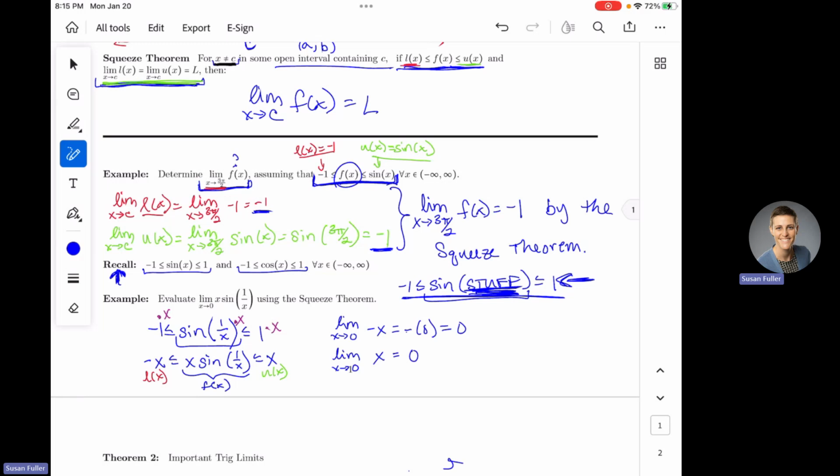And notice the limit as x approaches c of my lower function and the limit as x approaches c of my upper function is the same, which means it's going to squeeze my middle function f of x. I know that the limit as x approaches c, which here is 0, of my middle function f of x, which looks like x times the sine of 1 over x, has to have the same limit as both of these, which is 0. Again, this is by the squeeze theorem.